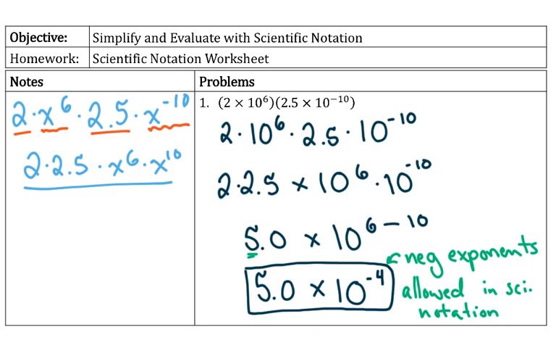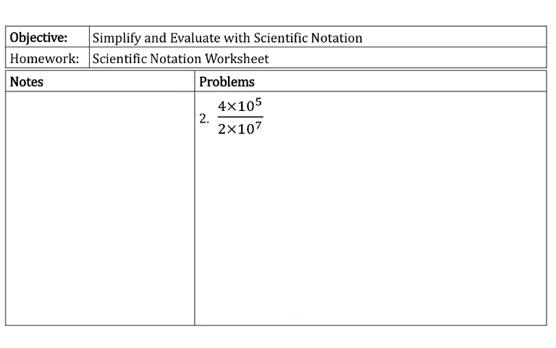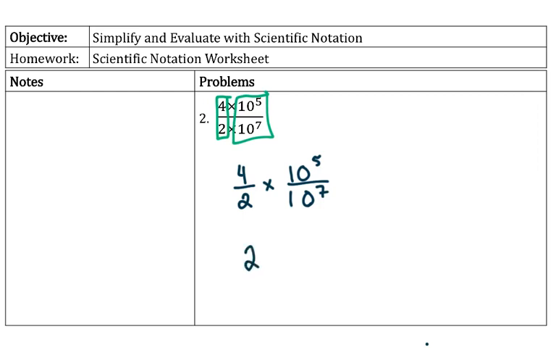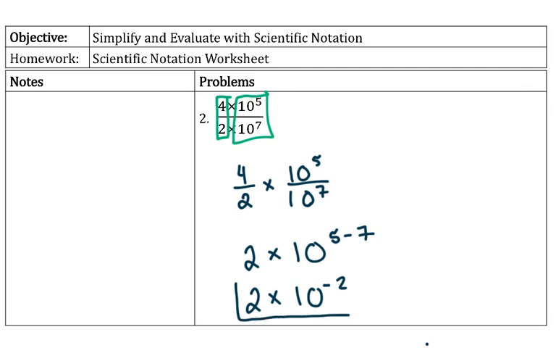Let's look at a division problem. We're going to treat this the same way, where we think about our decimal parts and our powers of 10 separately. So here we have 4 divided by 2, and our powers of 10 are 10 to the 5th over 10 to the 7th. Now 4 over 2 is 2 times 10 to the 5 minus 7, since we're simplifying a division problem. That leaves us with 2 times 10 to the negative 2, which again is a very acceptable answer for scientific notation.